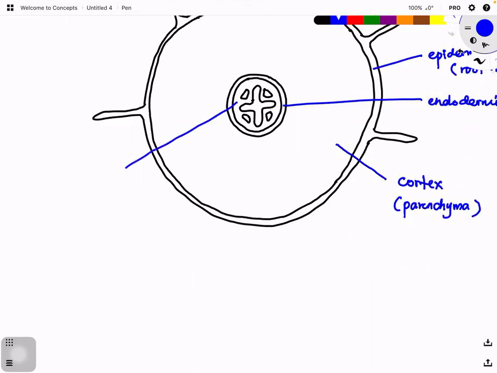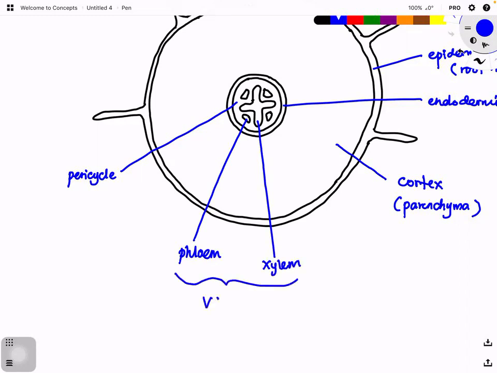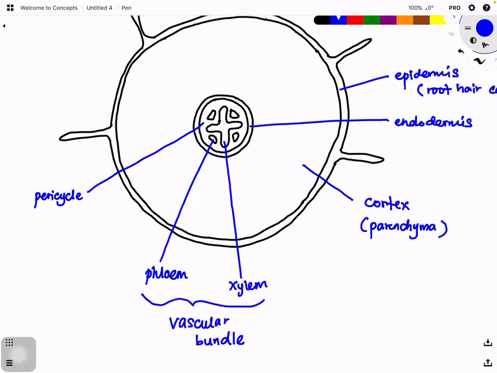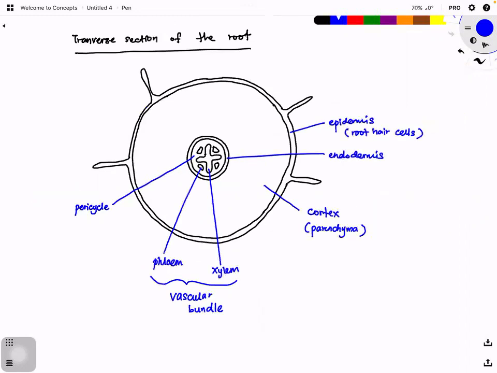So we do have the pericycle. Okay, we do have the pericycle, and then this one is the phloem, and this one is the xylem. So both of them form the vascular bundle. Okay, so these are transverse sections of the root.